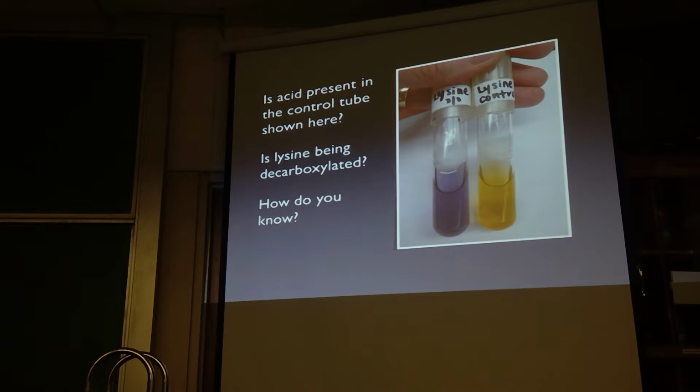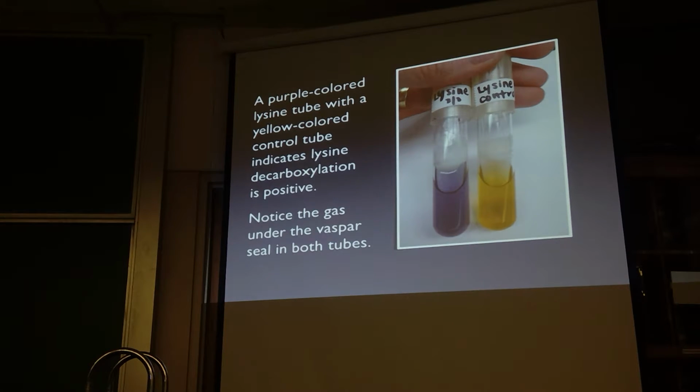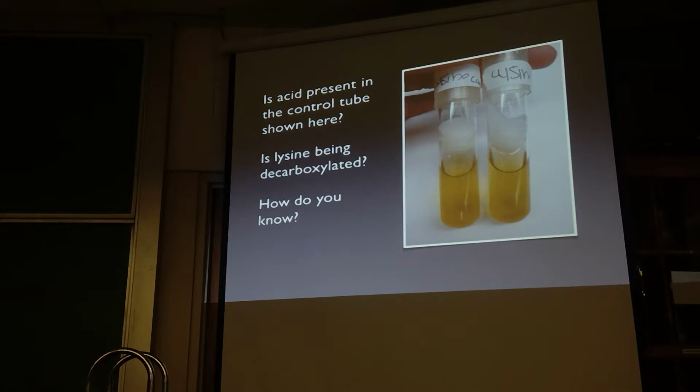Okay, so again, this says, is acid present in the control tube? Yes. How do we know? Because it's yellow. The control tube turned yellow because of the acid. Is lysine being decarboxylated? Yes, because the lysine tube is purple. That purple indicates an amine, alkaline. You have to have two tubes: a control, and lysine. The purple lysine tube with the yellow control indicates lysine is decarboxylating. It's lysine decarboxylation positive. There's gas under the Vaspar. It could be just CO2, don't worry about it.